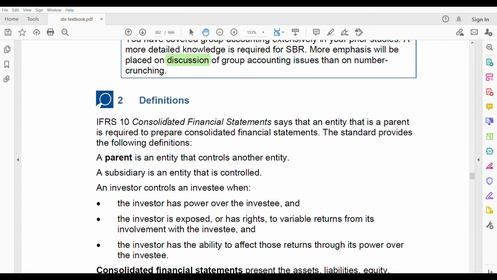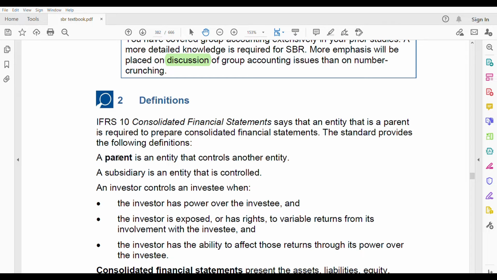What are the definitions? So IFRS 10 on consolidated financial statements says that an entity that is a parent is required to prepare consolidated financial statements. Who is required to prepare consolidated financial statements? It's the parent, not the subsidiary. For example, when a parent acquires a subsidiary, they have to take the subsidiary's assets, liabilities, income and expenses and consolidate them within theirs. So it's known as group financial statements, of the parent and the subsidiaries.